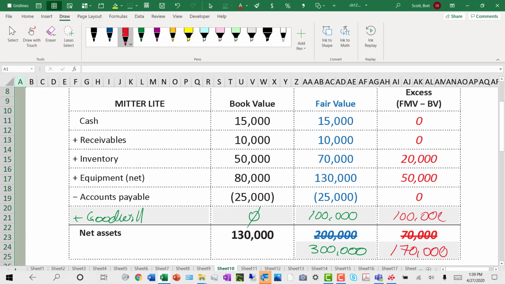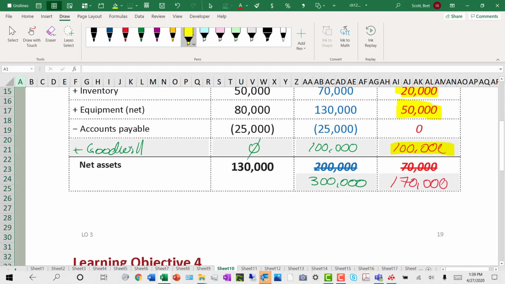Beerbo is paying $170,000 above book value for the company. Why? Some of it was due to excess fair value over book value, and the rest was just poof, created out of thin air called goodwill. It's an asset now. We have to record it on Beerbo's books.